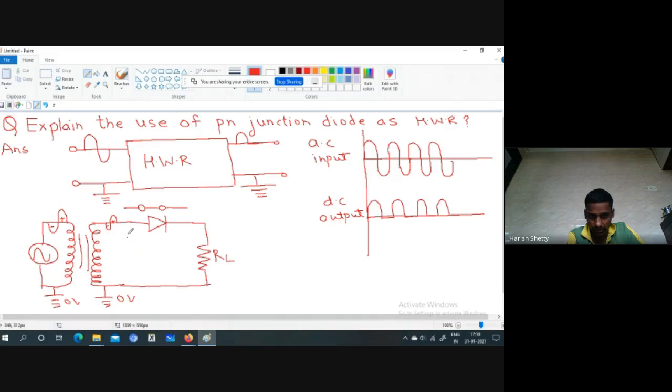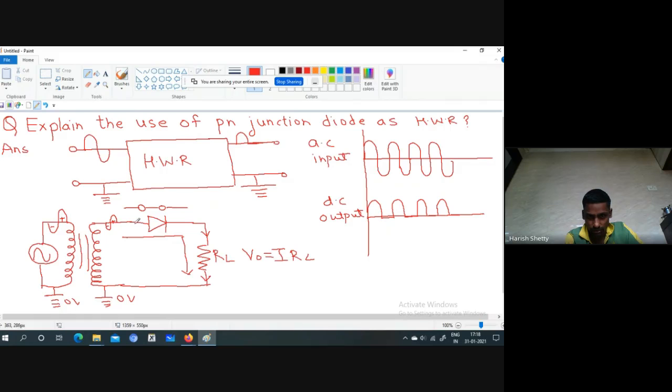So this diode will allow this current to flow, and therefore we will get the output voltage over here, and our output voltage is current multiplied by load resistance. As per Ohm's law, our output voltage is current multiplied by resistance, and therefore we are getting this output voltage. So this first half cycle is passed by this diode because our diode is conducting.